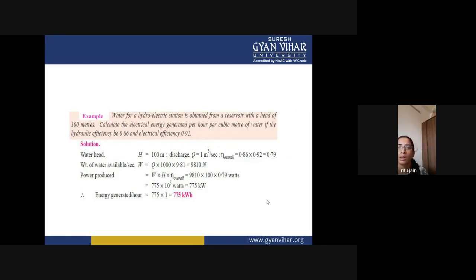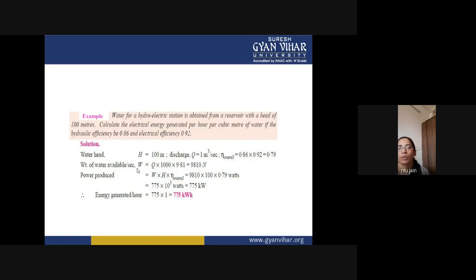So the water head height is 100 meter and the discharge in the hydropower plant is 1 meter cube per second, which is given. The overall efficiency: hydraulic efficiency is 0.86 and electrical efficiency is 0.92. By multiplying these two, you can get the overall efficiency. And you know the formula which I have already discussed in our previous lecture, which was based on the hydroelectric power plant.